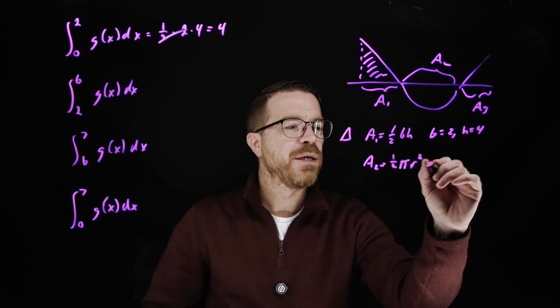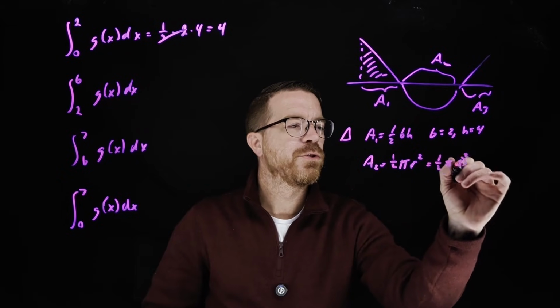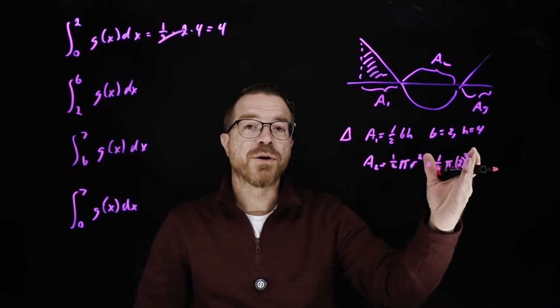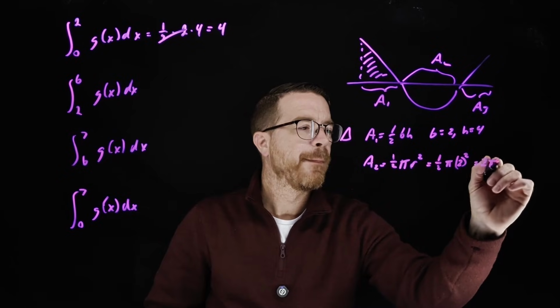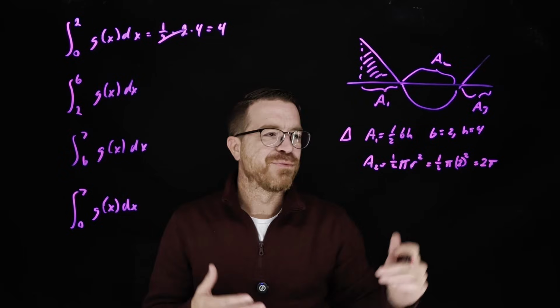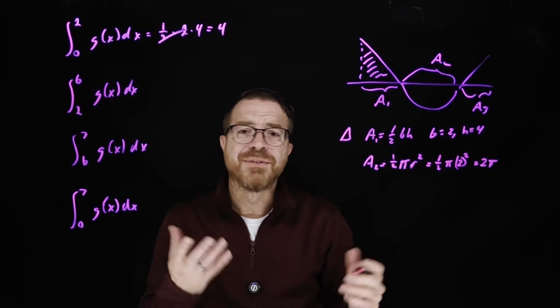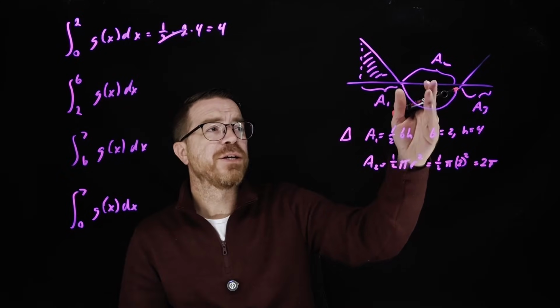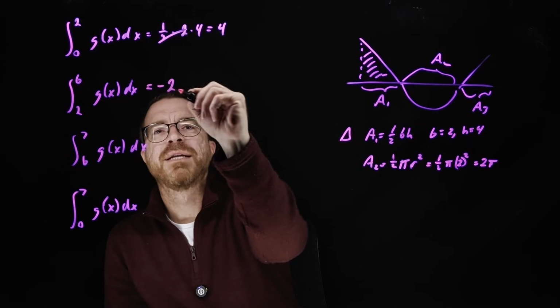So this is going to be 1/2 pi 2 squared. So 2 squared is 4, divided by 2 is going to give me 2 pi. And I think in class, I just rounded pi to 3.14 just to make it quick. I'm actually just going to leave it as 2 pi for this one. Now, because area 2 is under the x-axis, this is going to be minus 2 pi.